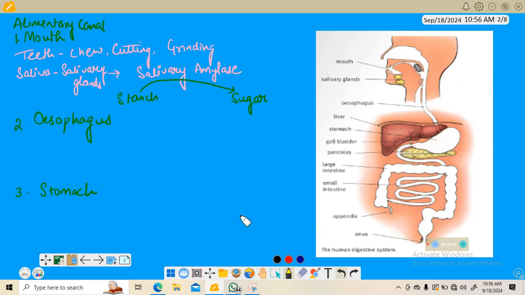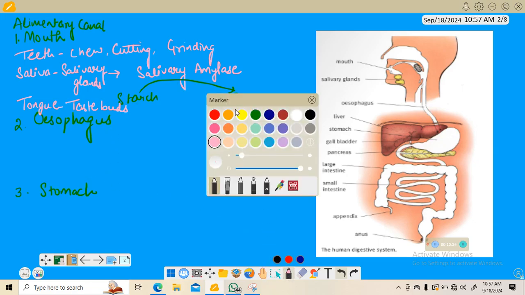Other than teeth and saliva, here we have the tongue. Here we have the presence of taste buds. Taste buds tell you about the taste, whether the food is sweet or sour or bitter. Now coming to the esophagus. In the mouth we have the buccal cavity as well.